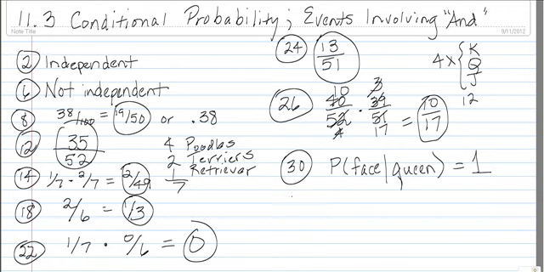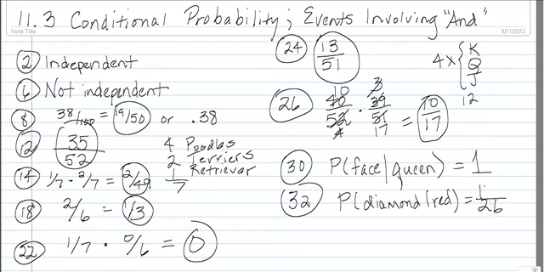Okay, and 32, the probability of it being a diamond if someone tells you that you've drawn a red card, given that it's red. Okay, so that reduces our attention to the 26 red cards, and 13 of those are diamonds. So we get 1/2.